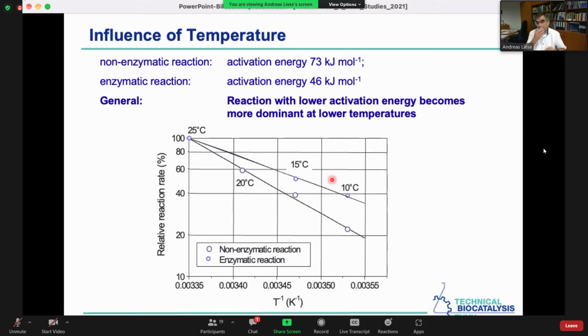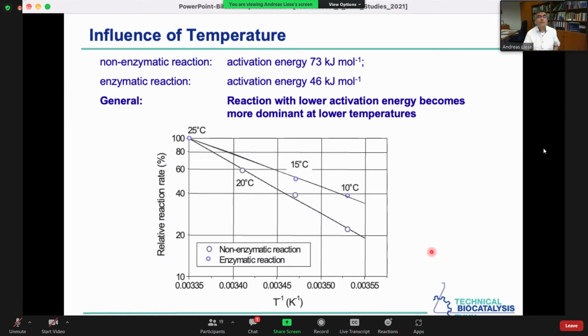And out of this analysis, by means of Arrhenius, we can calculate the activation energy, and we found out the non-enzymatic reaction has an activation energy of 73 kilojoule per mole, and the enzymatic reaction of 46 kilojoule per mole. So the reaction with the lower activation energy, which is the enzymatic reaction, becomes more dominant at lower temperatures. So what temperature would you like to apply in the process? Lower temperature. Right, low temperature.